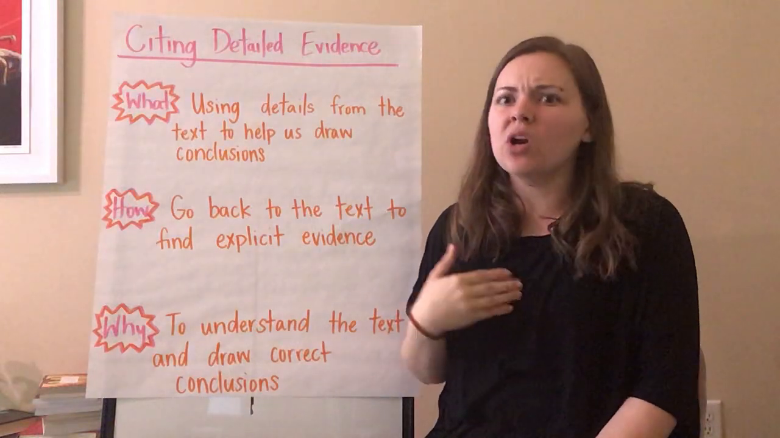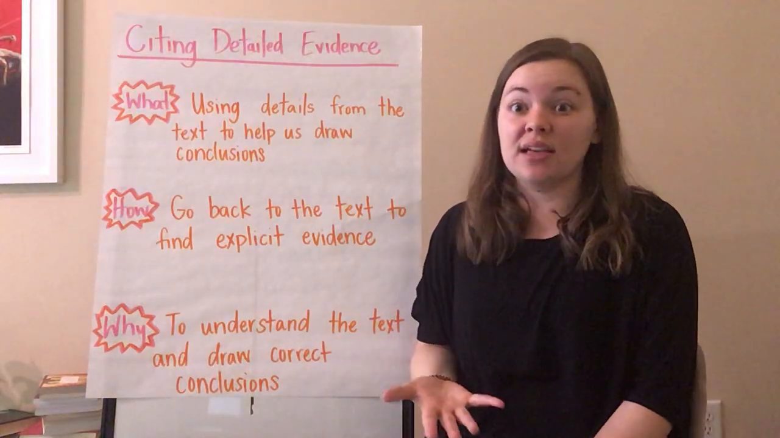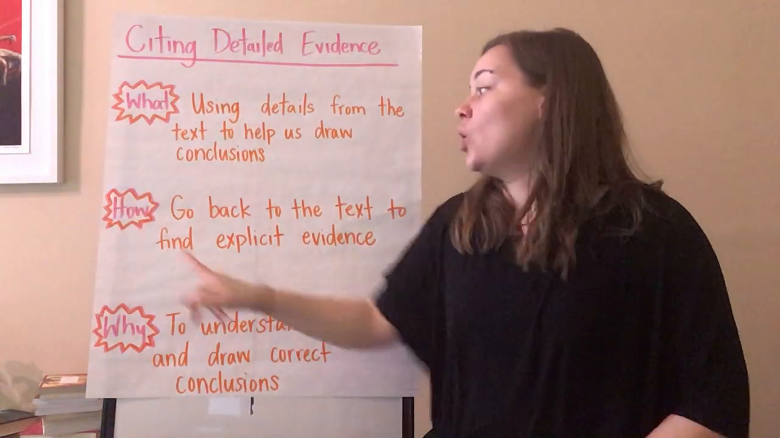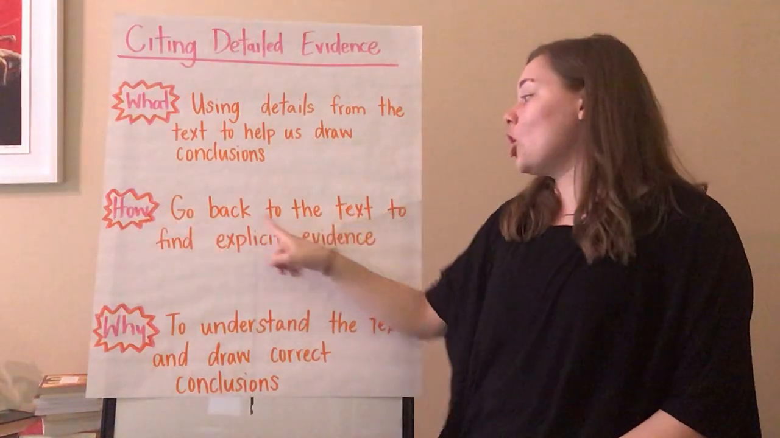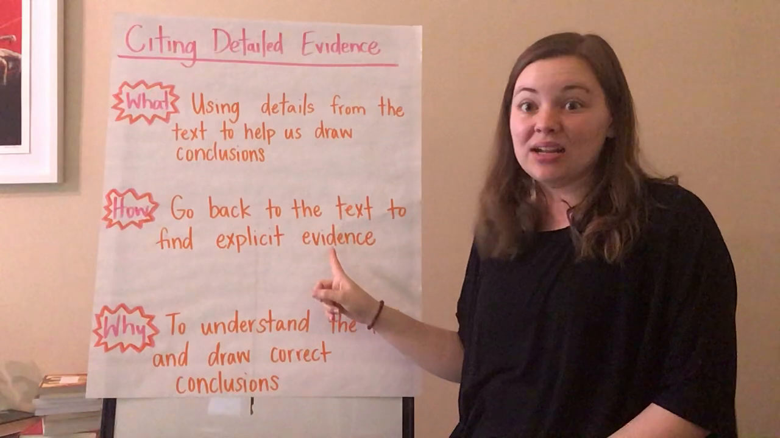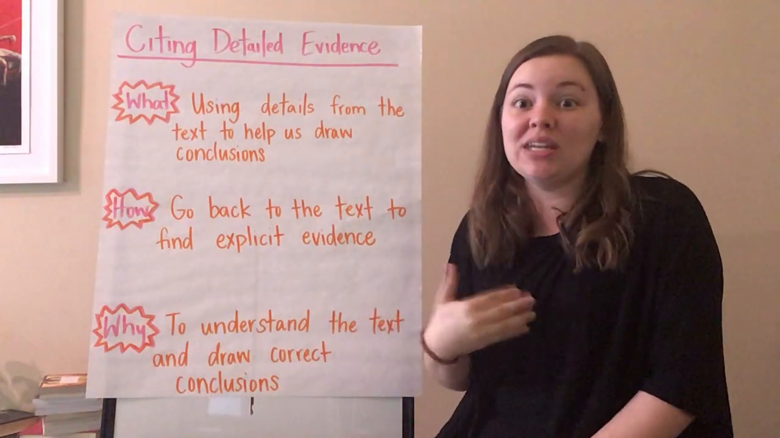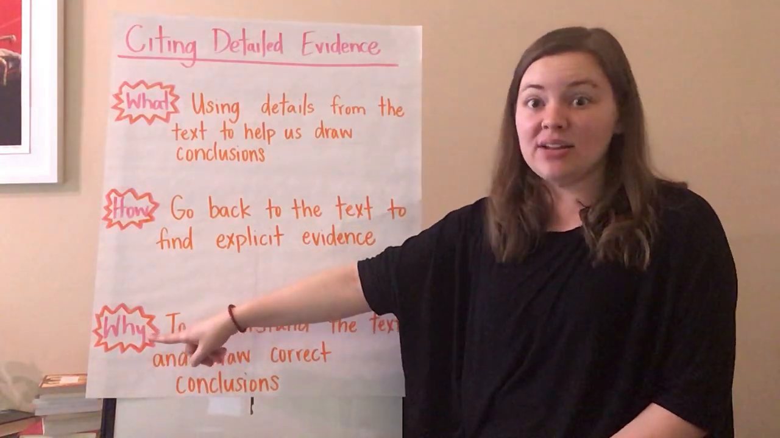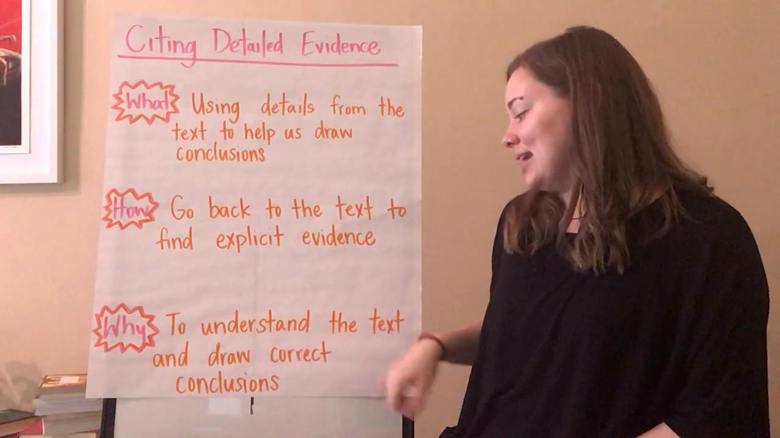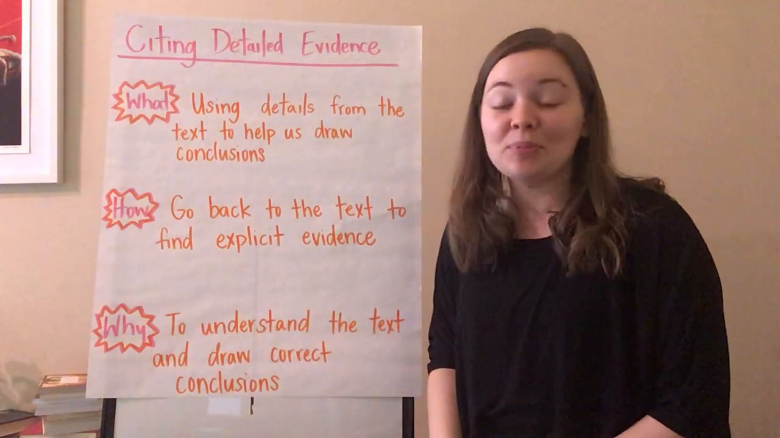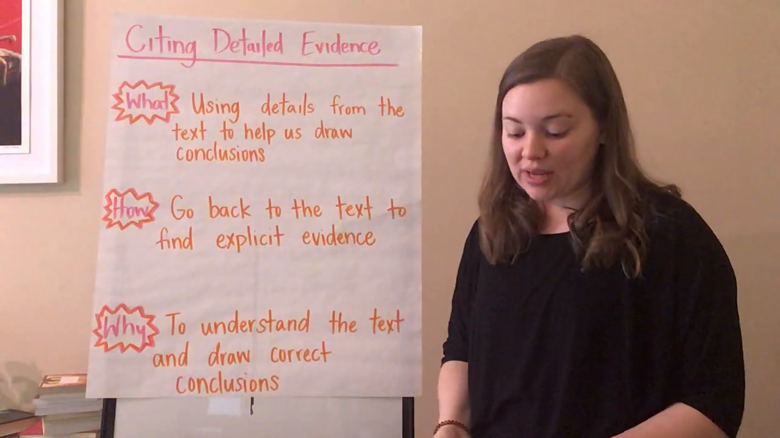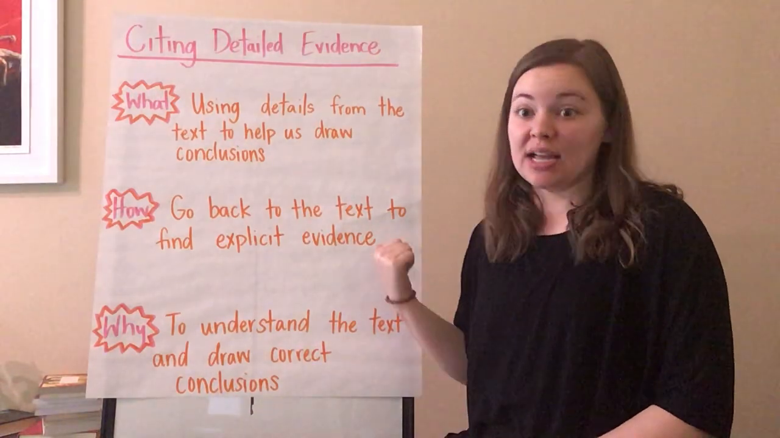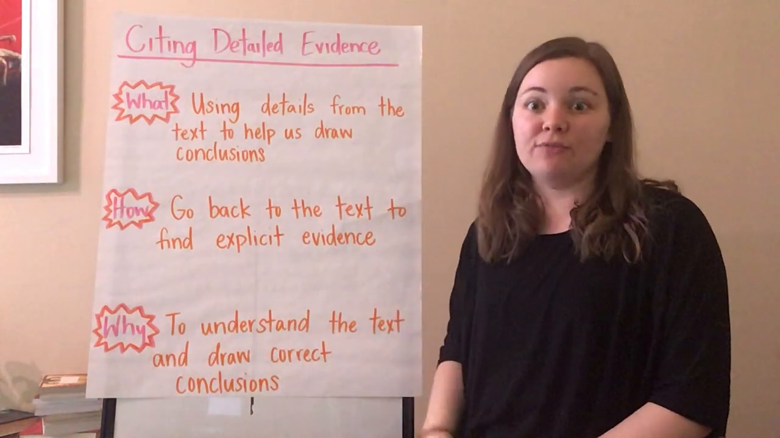We know as good readers, we are always trying to figure out what the author is trying to tell us. We do that by using our text evidence. How are we going to find our details? We're going to go back to the text to find explicit evidence. We go back and find those specific parts that we need to use in our answers and to understand. Why do we use detailed evidence? To understand the text and draw correct conclusions. We're going to practice citing text evidence today as we read and figure out a little bit more about the story. We're remembering that we're trying to use our text evidence to understand and draw some of those inferences.